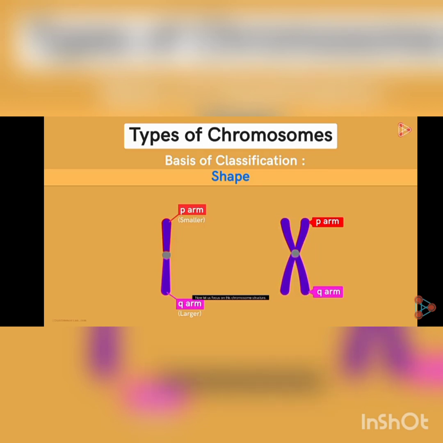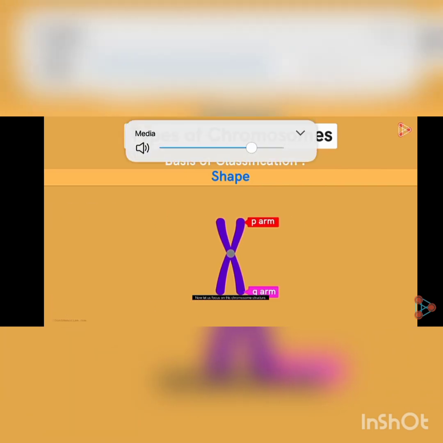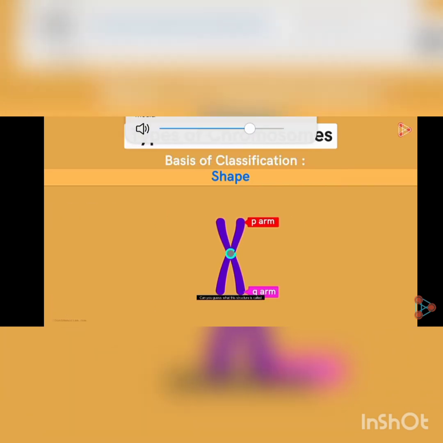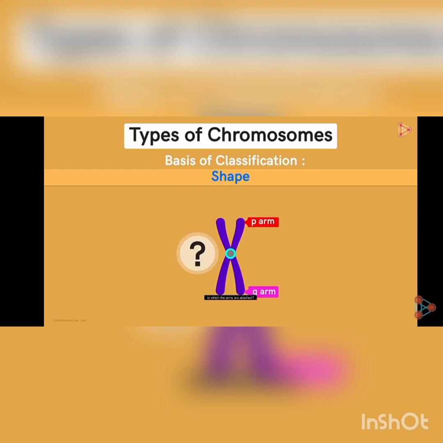Now let's focus on this chromosome structure. Can you guess what the structure is called to which the arms are attached? Well, this knot-like structure is called centromere. It's the portion of DNA that acts as a link between the two sister chromatids. But that's not its sole purpose. Its major function is the attachment of spindle fibers during the cell division process. And let me tell you one more interesting use of the centromere.